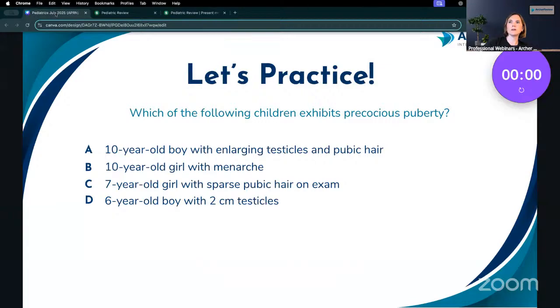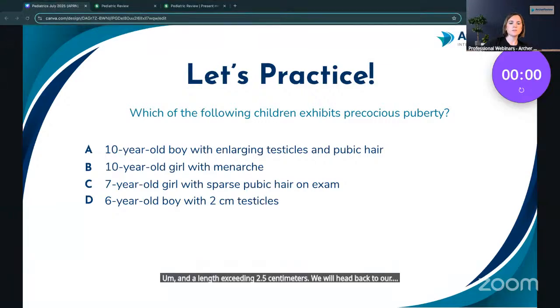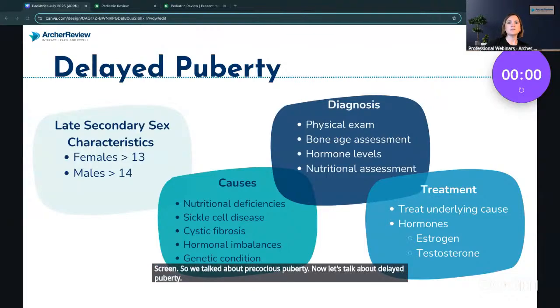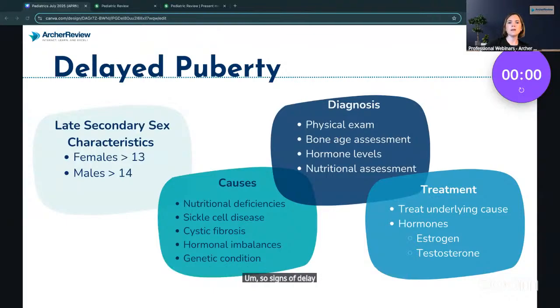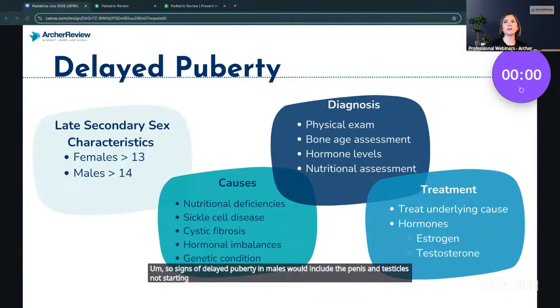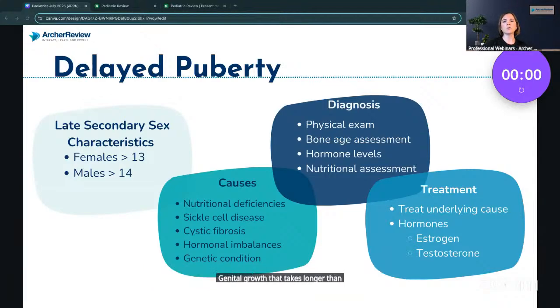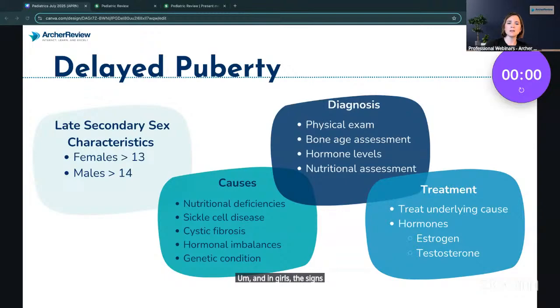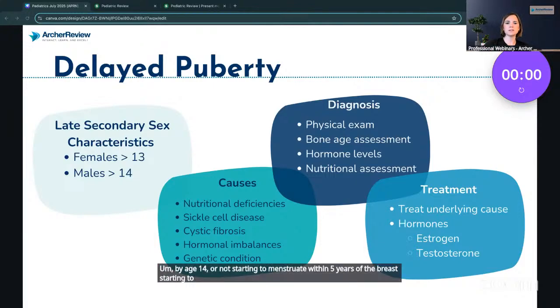We will head back to our screen. So we talked about precocious puberty. Now let's talk about delayed puberty. So signs of delayed puberty in males would include the penis and testicles not starting to grow larger by age 14, genital growth that takes longer than 5 years, or shorter stature compared to their peers who are now growing faster. And in girls, the signs can be no breast development by age 14, or not starting to menstruate within 5 years of the breast starting to grow, or by age 16.